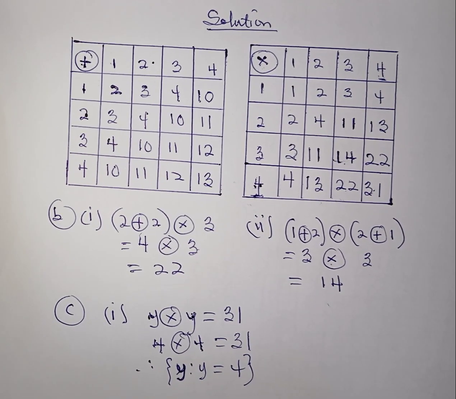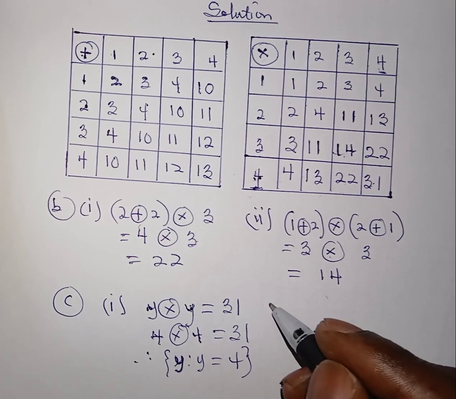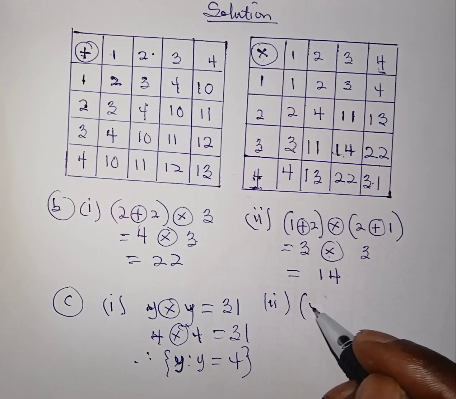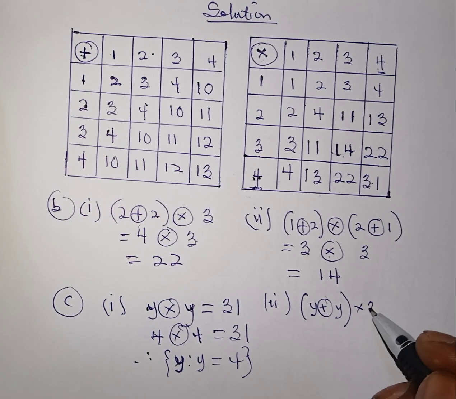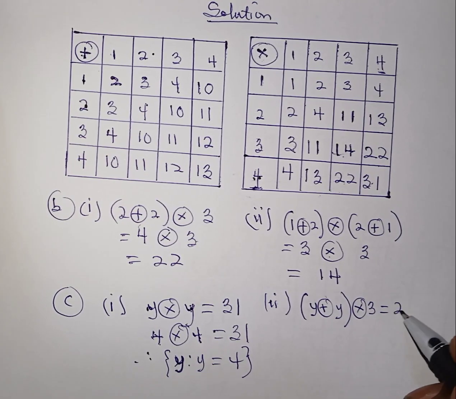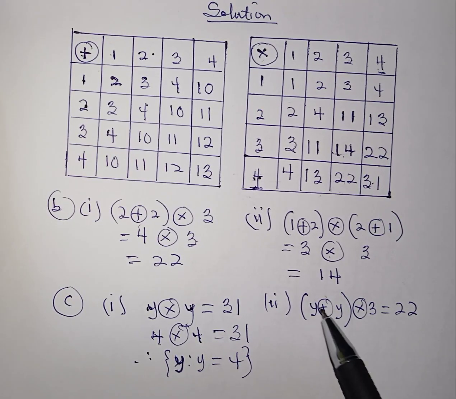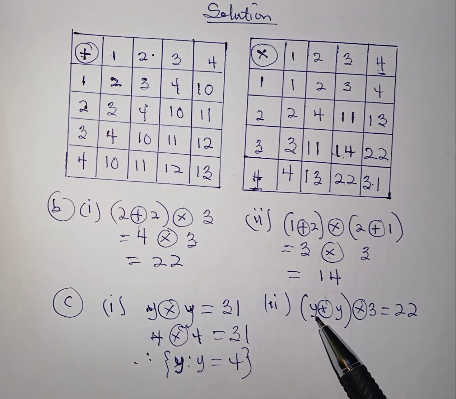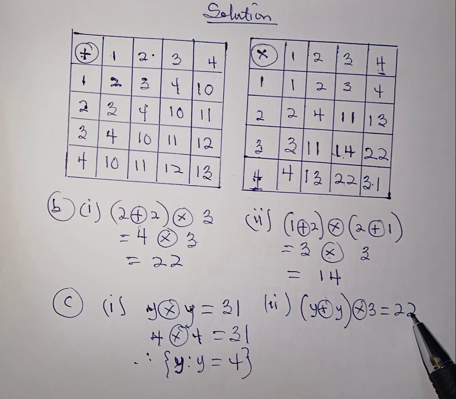All right, good. Now let's look at the II. So for the II, we have y plus y multiplying 3 should be equal to 22. So here we come again. This is addition, so we go to the addition table. It means that if you find a value from the set, when that value is added to itself and multiplied by 3, the answer is what? 22.